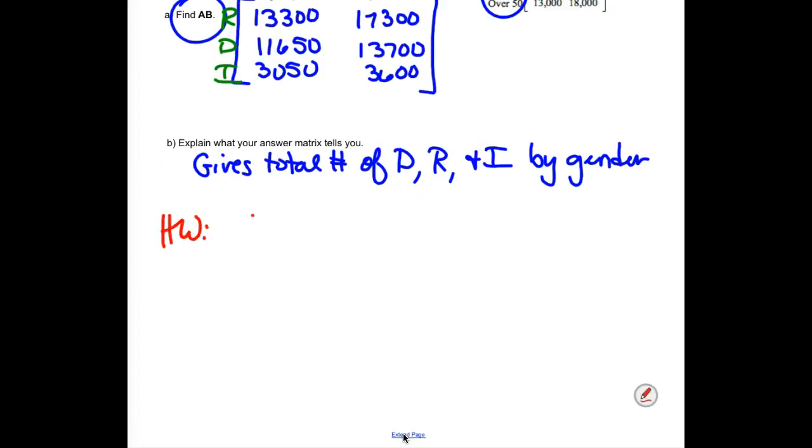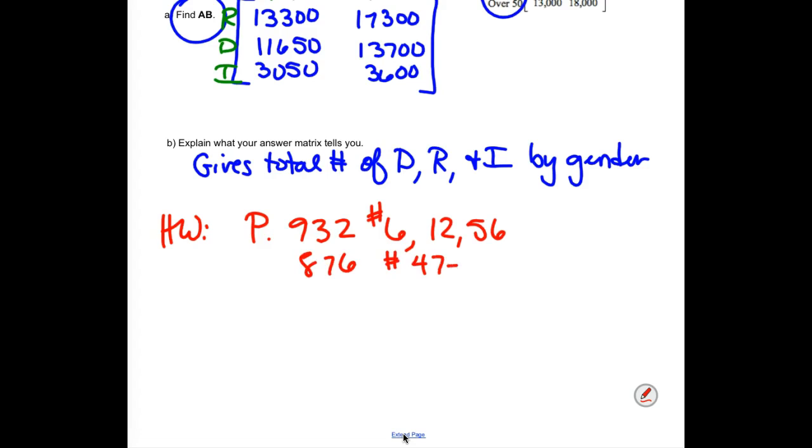All right, assignment. On page 932, you are doing 6, 12, and 56. On page 876, you're going to do 47 and 48. And on page 902, you're going to do 64.